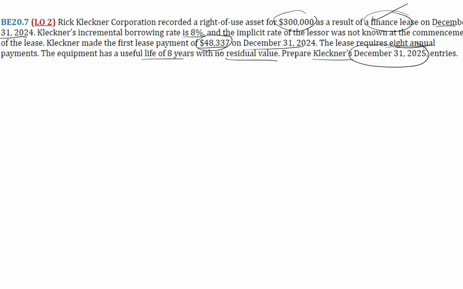So here we will do journal entries for the second lease payment, and of course we will also calculate and record the year's interest expense, and show the difference between the lease rental payment, which is $48,337, and interest expense as a reduction in lease liability. Second, we'll do the amortization expense. So let's do the easy part. This is December 31st, 2025.